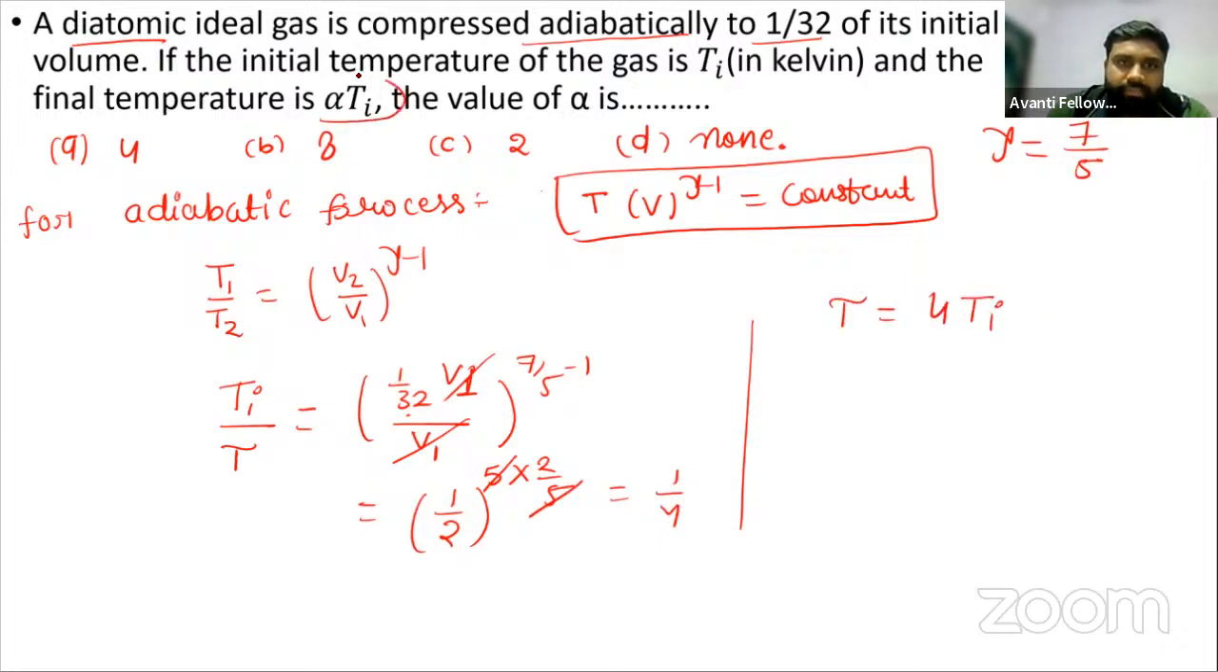Now in this question it is given that the final temperature is alpha Ti. T final is alpha Ti. If you compare it, you will get the value of alpha equal to 4.